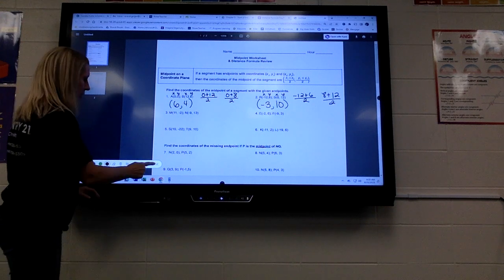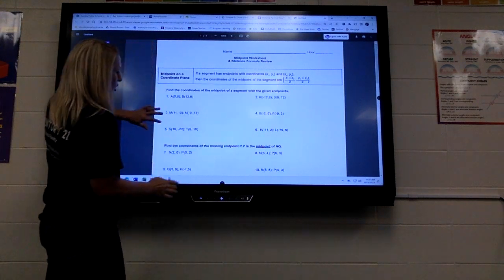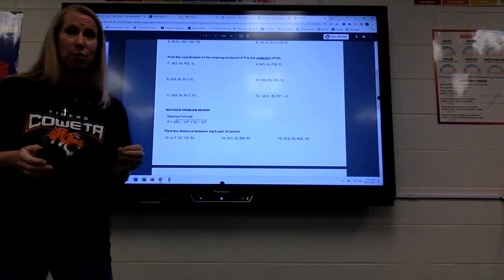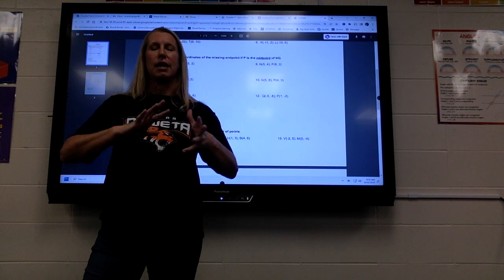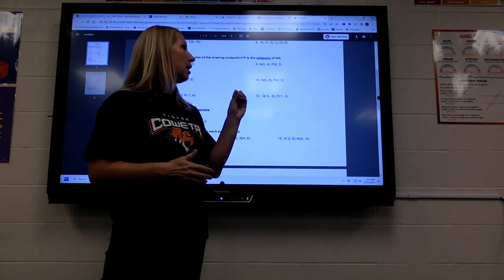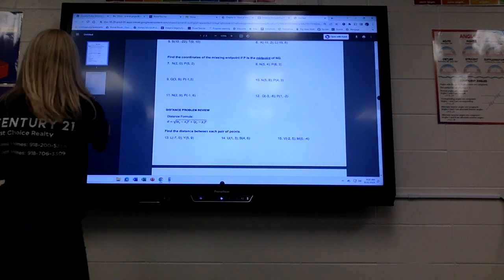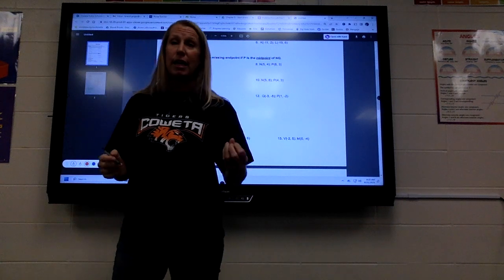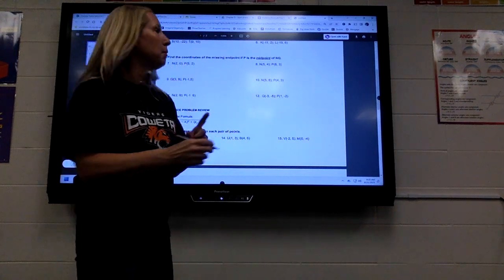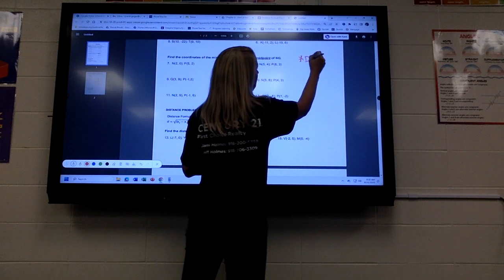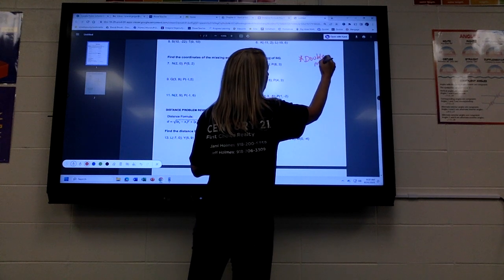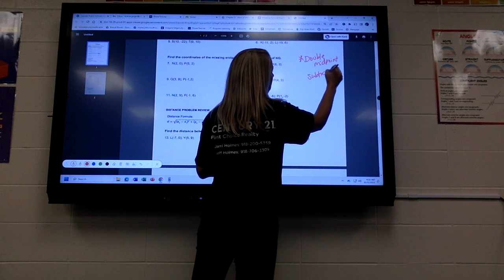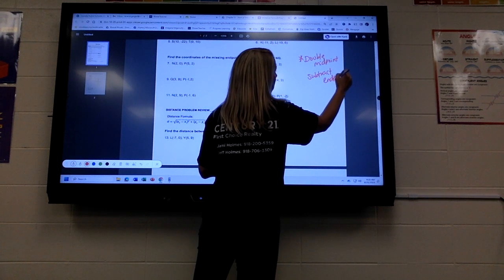Now sometimes you're given a midpoint and you have to find the other endpoint. So let me show you how to do that real quick. I showed the class an algebraic way to do it, but I'm just going to show you the little shortcut way. So if you're given a midpoint and an endpoint, you're going to double the midpoint, and then subtract the endpoint.